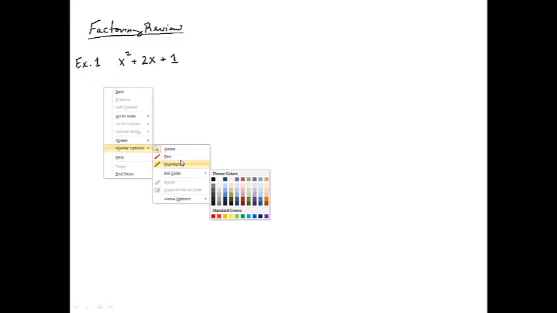All right, so factoring. When I'm factoring, for this first example, this is a trinomial. And if you notice, my leading coefficient is a what? Yep, you're right. It's a 1. Good.